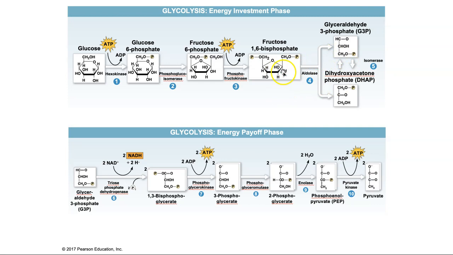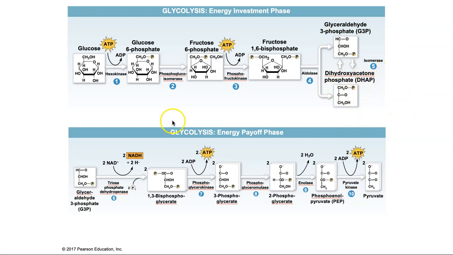This next enzyme broke that 6-carbon molecule in half. So we have, this is the beginning of 2 3-carbon molecules here. And you don't have to know the names here, but I'm going to point out this one because you're going to see it in photosynthesis. Glyceraldehyde 3-phosphate, which is G3P. It would be a good one to note because you're going to see this one in photosynthesis again.